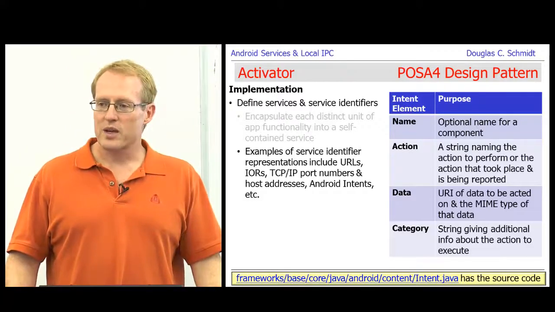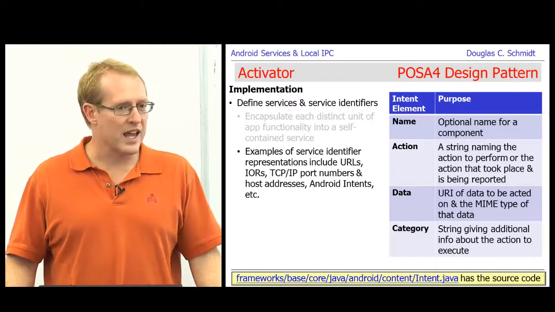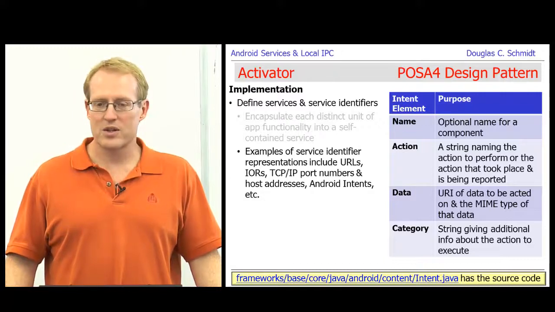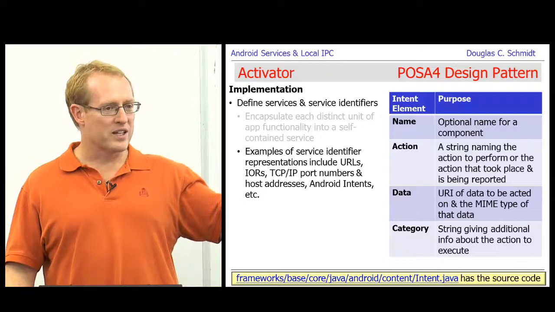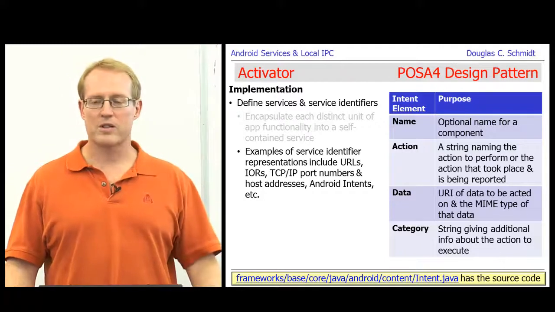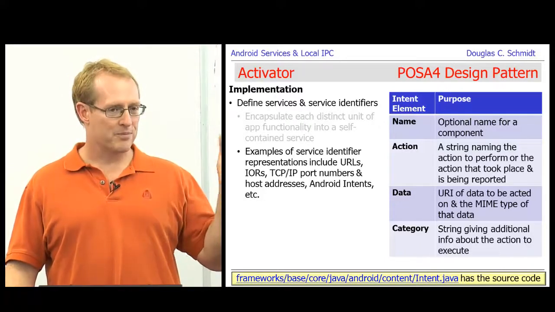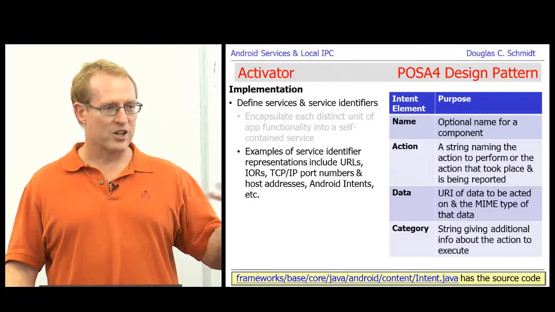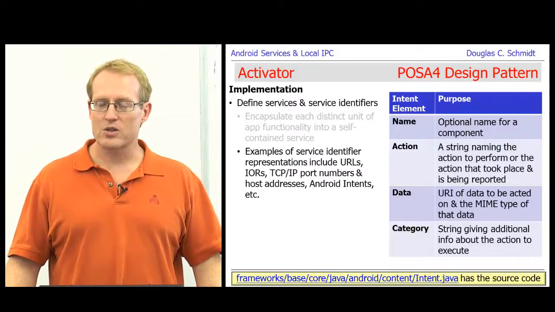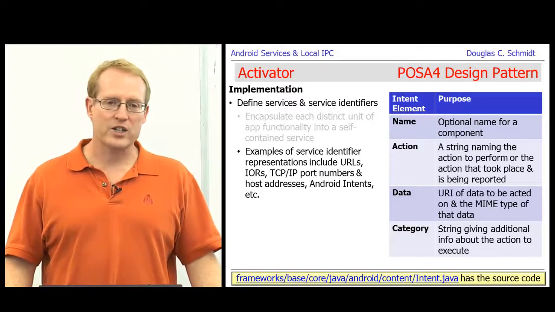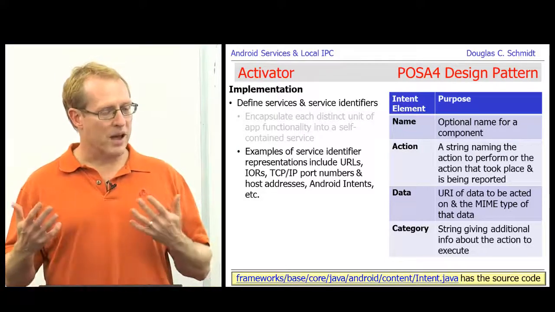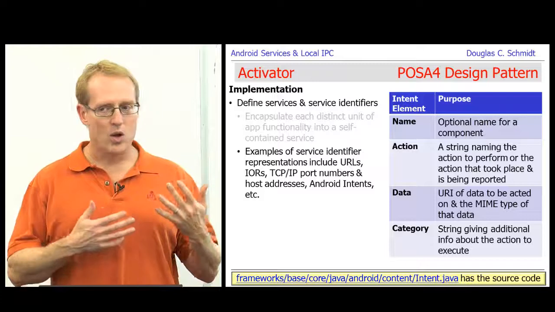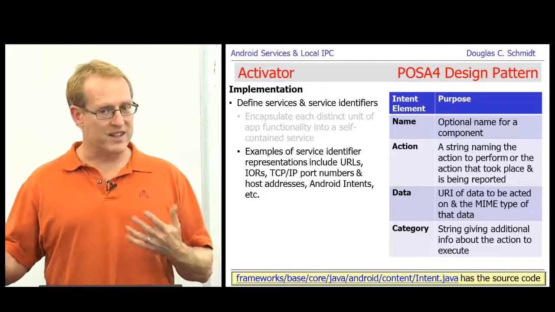There's also other things like the action. What's the action that's being used? Is it some kind of action that relates to viewing something or editing something, for example? Or is it a URL action, where you're going to download something? There's also the data that goes along with the action. This would be things like a URL or some other URI or path name that identifies either a local or a remote piece of content.